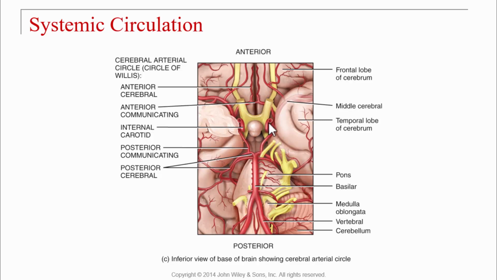Okay. And then here's our anterior communicating arteries and our anterior cerebral arteries. Right here's a branch coming off. That's the middle cerebral artery. Down here are the pontine arteries. And then we have some arteries that are then going to go to the cerebellum.